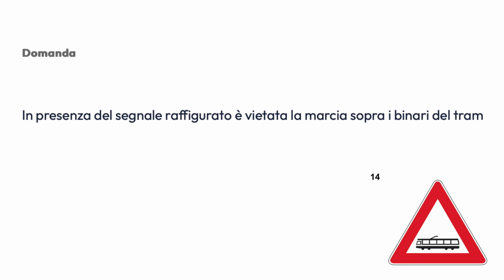In presenza del segnale raffigurato è vietata la marcia sopra i binari del tram. The question said, in the presence of this sign, it is prohibited to pass on top of the tram track, which is falso. This sign is only letting you know you should drive with caution because there might be a tram coming from that part of the road.